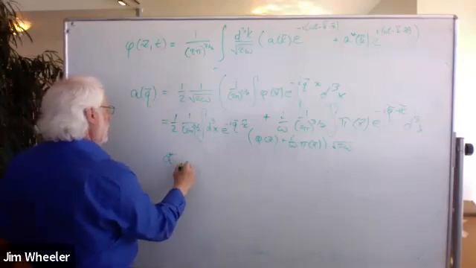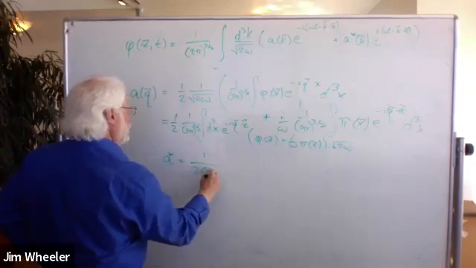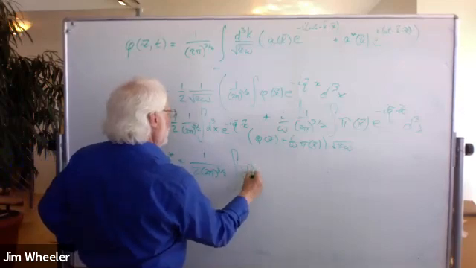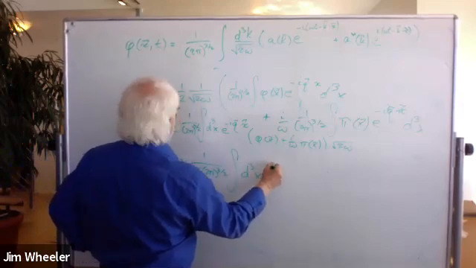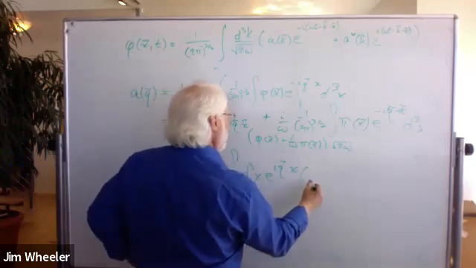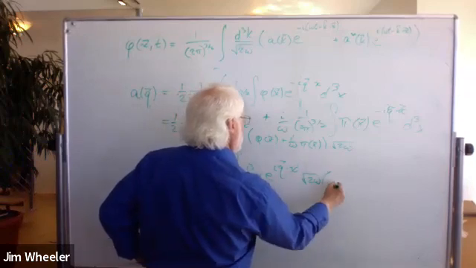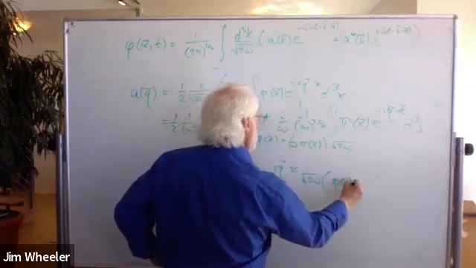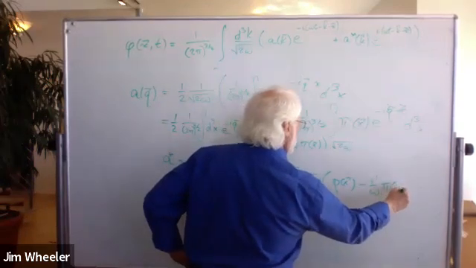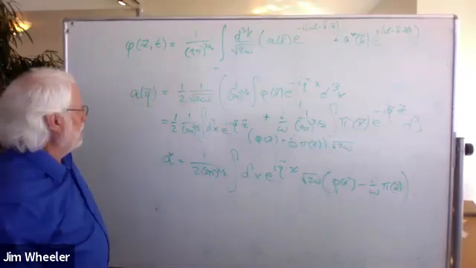Then the conjugate is 1 over twice 2 pi to the 3/2 d cubed x e to the, it'll be plus I q dot x. And then we'll have root 2 omega times phi of x minus I over omega pi of x. Okay, so those are the Fourier transforms of those combinations.